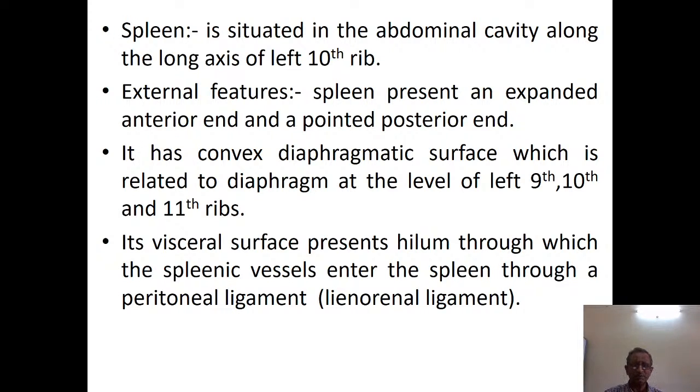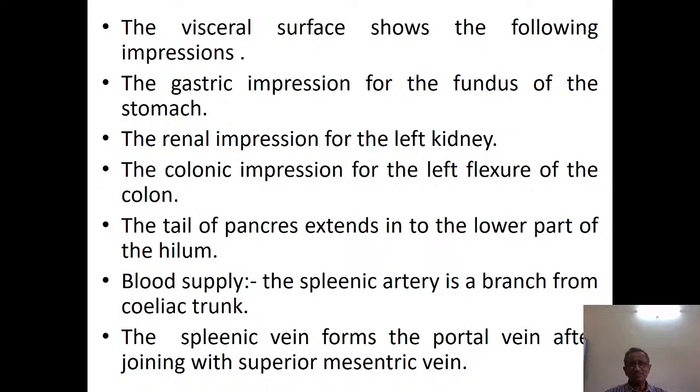Its visceral surface presents a hilum through which splenic vessels enter the spleen through the peritoneal ligament, that is the lienorenal ligament. The visceral surface shows the following impressions: the gastric impression for the fundus of the stomach, the renal impression for the left kidney, the colonic impression for the left flexure of the colon. The tail of the pancreas extends into the lower part of the hilum.